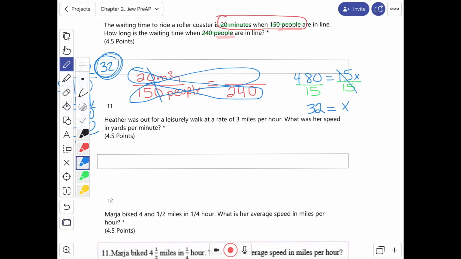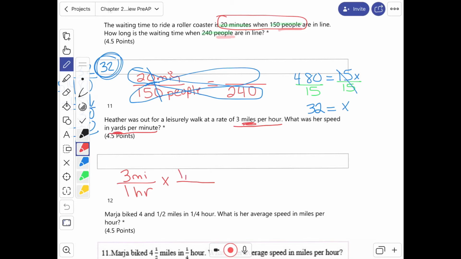Next question. Heather was out for a leisurely walk at a rate of 3 miles per hour. What was her speed in yards per minute? So they have 3 miles per hour, and we want to change it to yards per minute. So we're not only changing miles to yards, we're changing hours to minutes. So the rate is 3 miles in 1 hour. So what is the conversion fact for miles and yards? Let's do that one first.